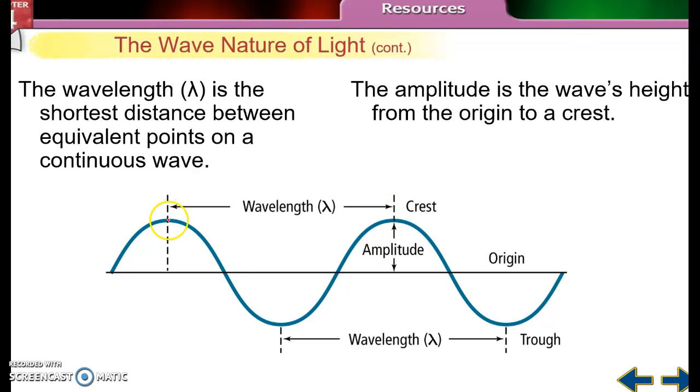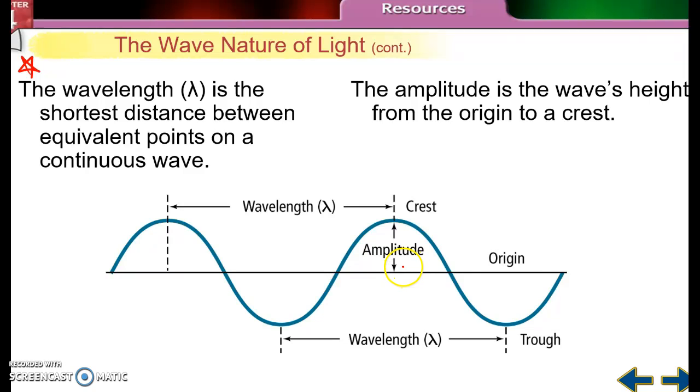The distance from one crest to one crest, or one trough to one trough, is called a wavelength. So a wavelength, and there's that lambda, that's the symbol for wavelength. It is the shortest distance between equivalent points on a continuous wave. So I can measure wavelength from crest to crest or trough to trough. I cannot measure it from trough to crest. It has to be from equivalent points on a continuous wave.